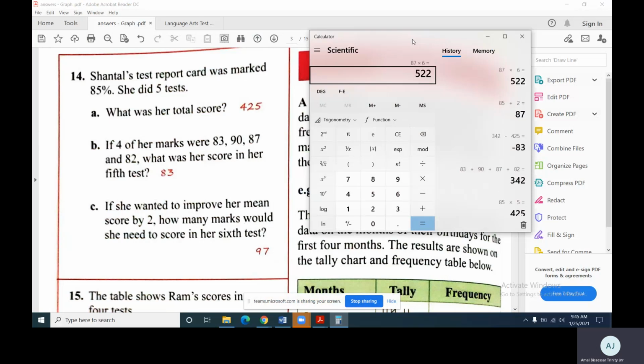She has to make 522. Remember, what she has is 425, and what she wants is 522. So what she needs is 97 marks.